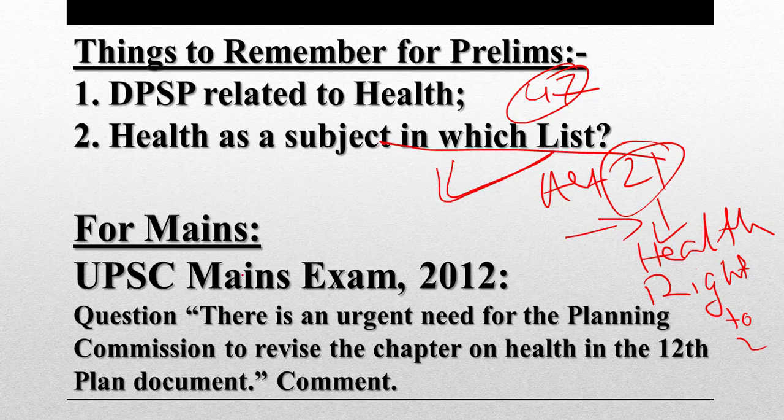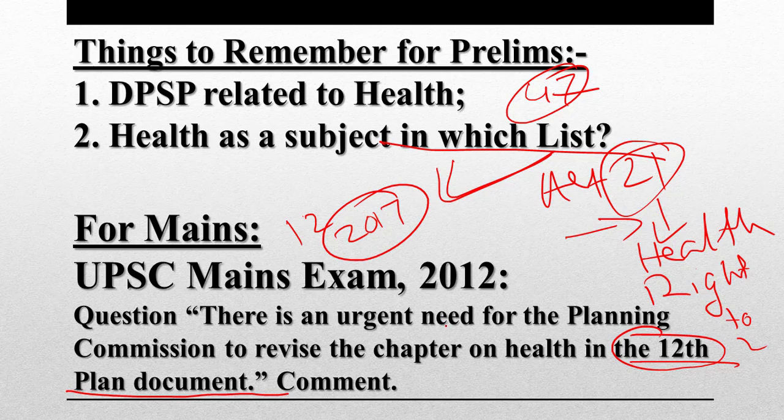And for mains, the UPSC Mains Exam 2012 put out this question: there is an urgent need for the Planning Commission to revise the chapter on health in the 12th Five-Year Plan. Those who are enthusiastic, those who are senior players, they can read this health chapter of the 12th Five-Year Plan, because this is going to be the last year of the last Five-Year Plan. The 12th Five-Year Plan is going to end on 31st March 2017.